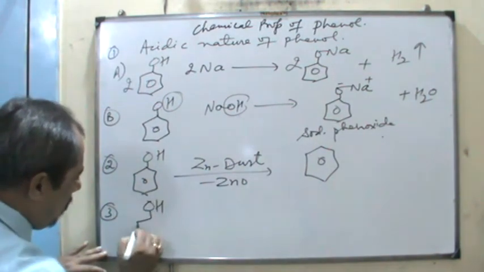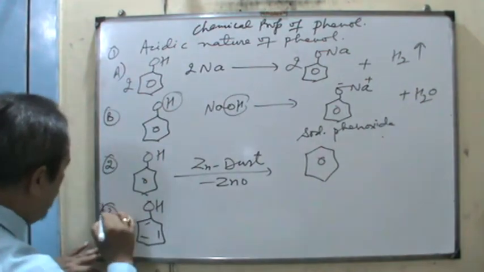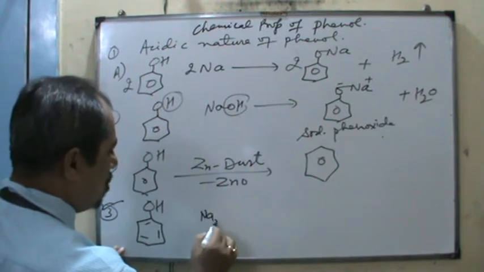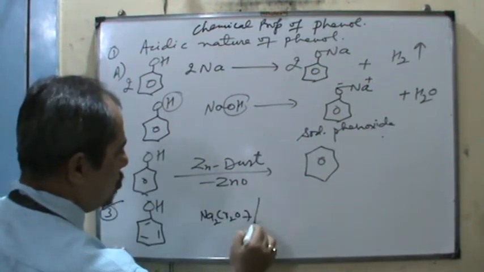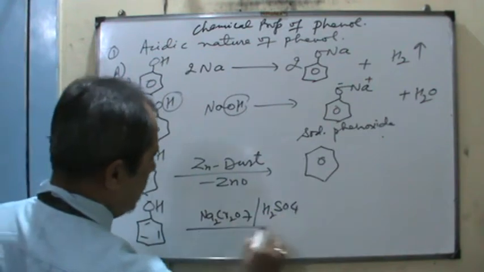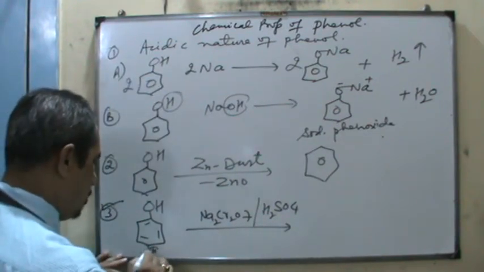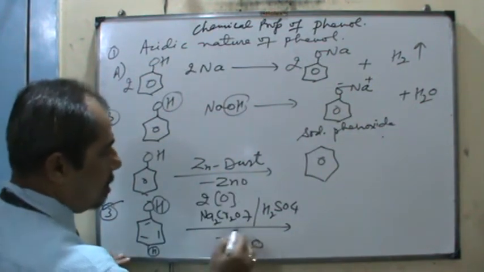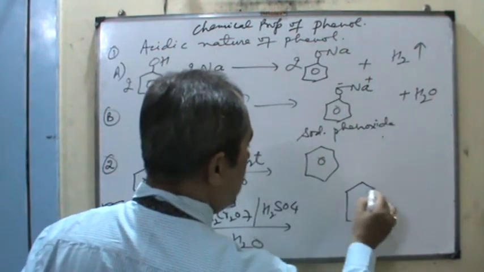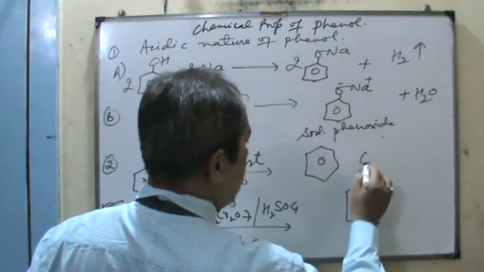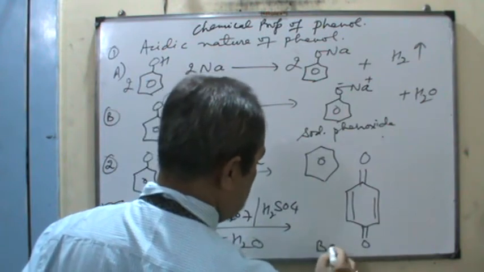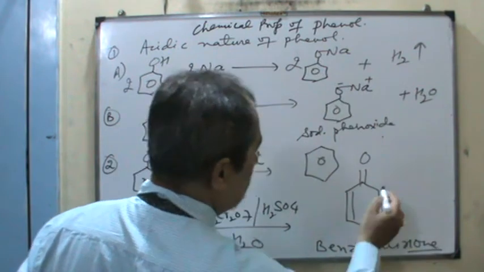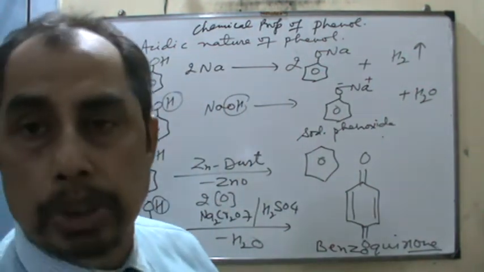Whenever phenol undergoes oxidation, an important chemical property, it takes place with Na2Cr2O7 with H2SO4. Anybody tell me what the product formed here? This H and this oxygen two times, water is lost, and the very, very important compound is formed, with double bond O, double bond O. What is this? Benzoquinone. It is a ketonic group. So the name is benzoquinone.